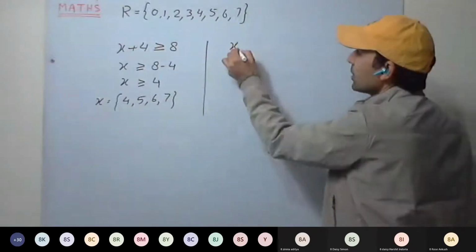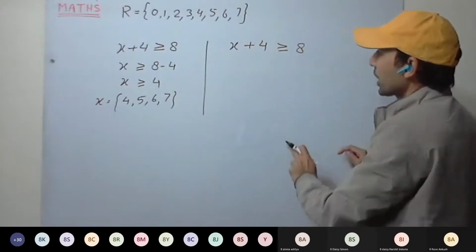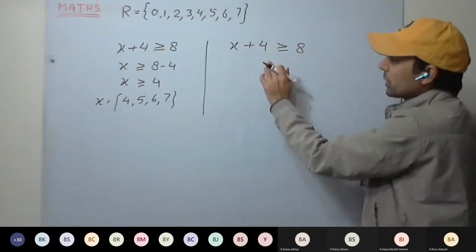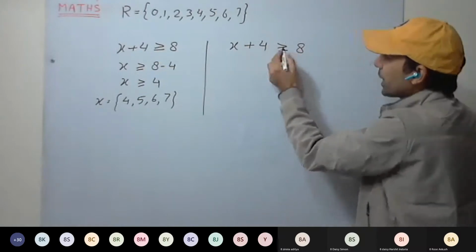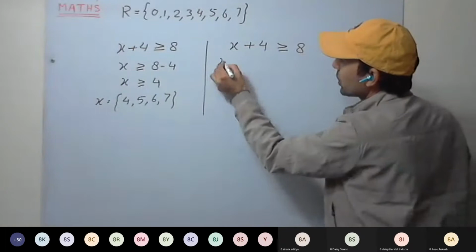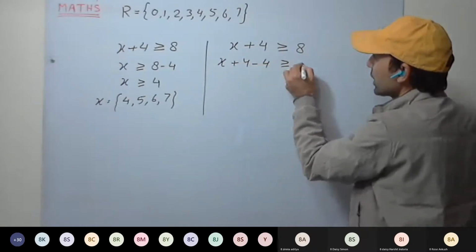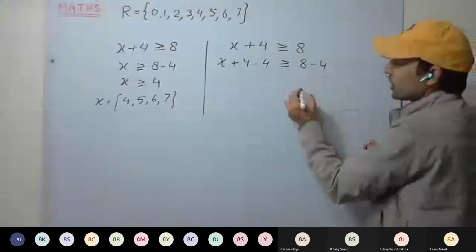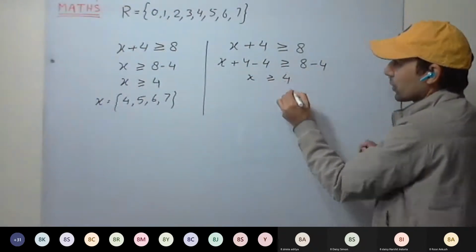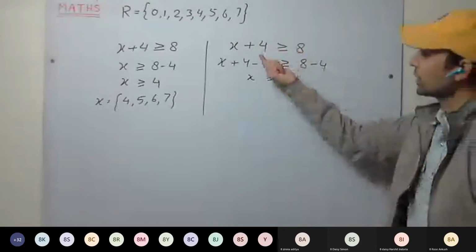Now the second way: x plus 4 greater than or equal to 8. From this side we have to remove the constants, only x must be there. So we subtract 4 from both sides: x plus 4 minus 4 greater than or equal to 8 minus 4. Now it will be x greater than or equal to 4. We are subtracting the same number from both sides.